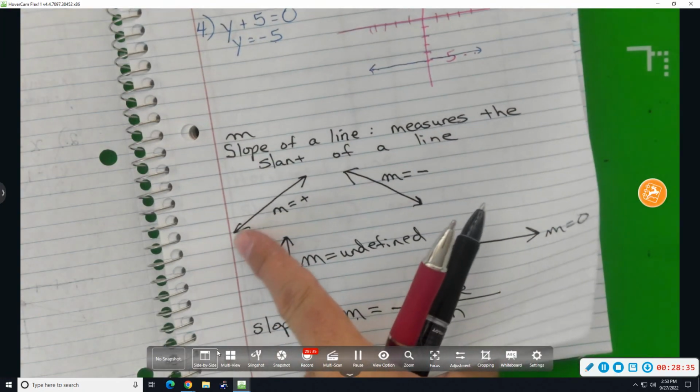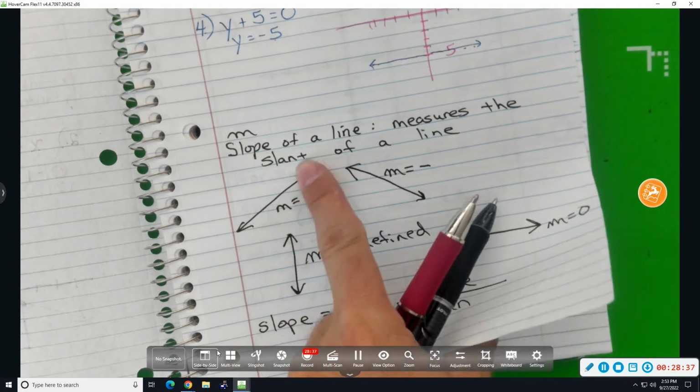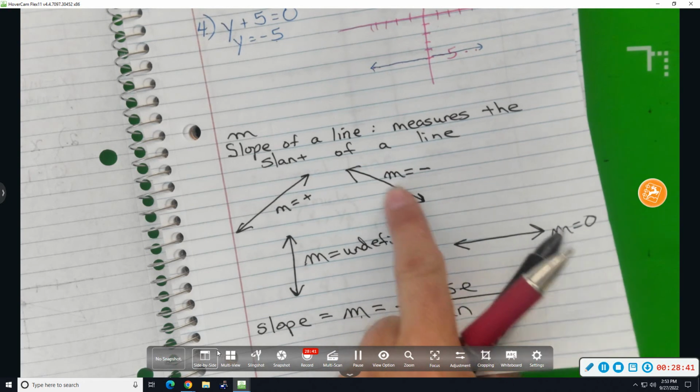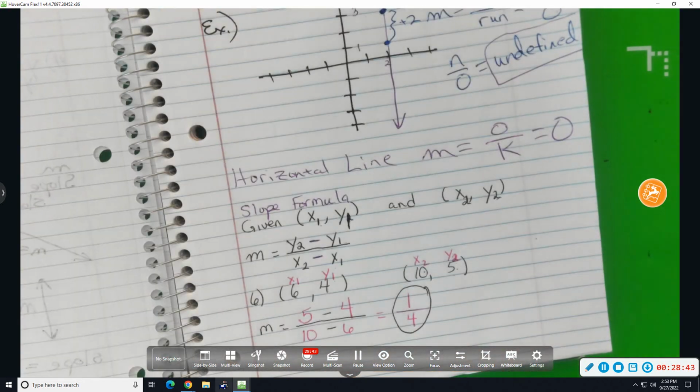See, if it's rising, if the slope is positive, the graph is rising. If the slope is negative, it's falling. And let me go ahead and check this one.